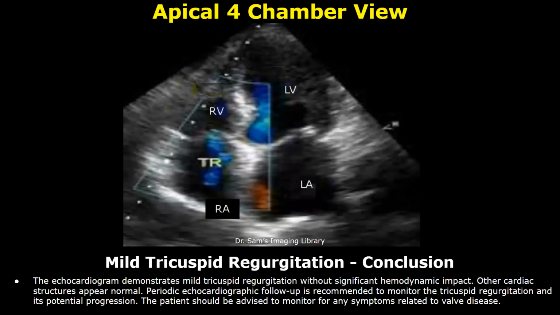This is the conclusion for this case. The echocardiogram demonstrates mild tricuspid regurgitation without significant hemodynamic impact. Other cardiac structures appear normal. Periodic echocardiographic follow-up is recommended to monitor the tricuspid regurgitation and its potential progression. The patient should be advised to monitor for any symptoms related to valve disease.